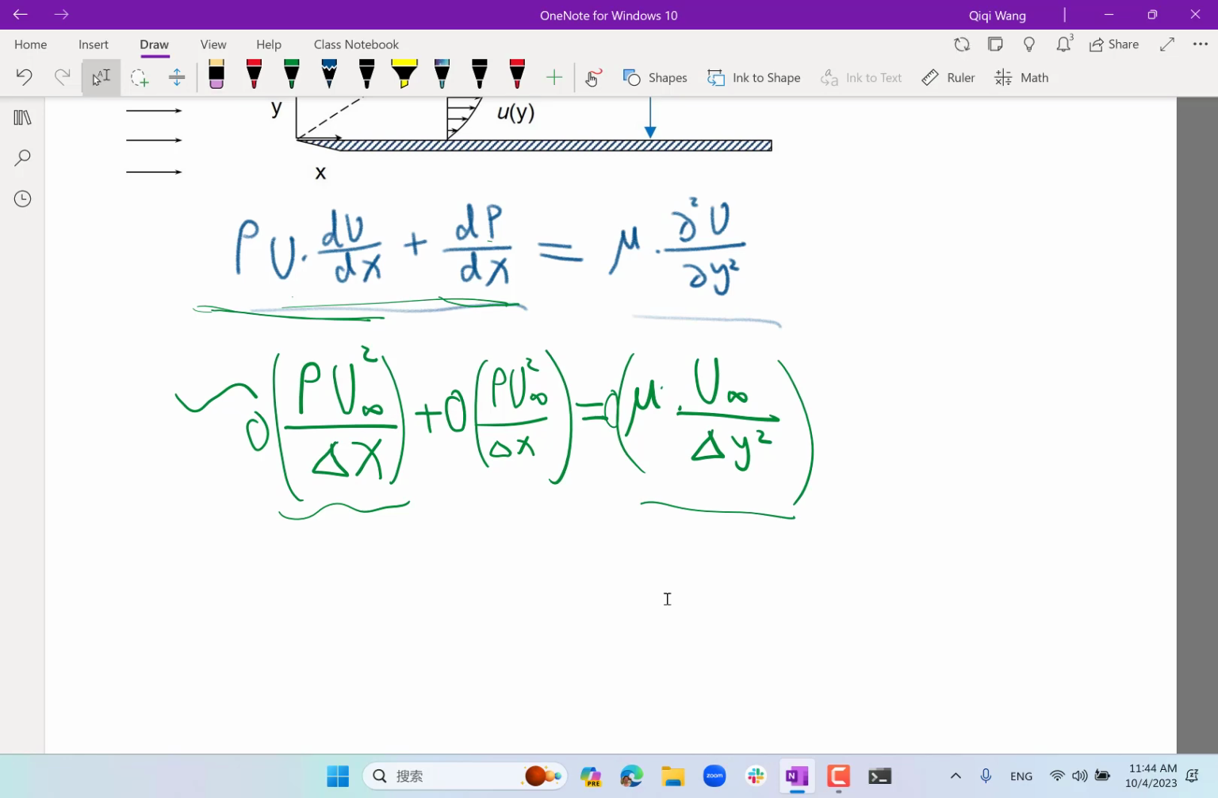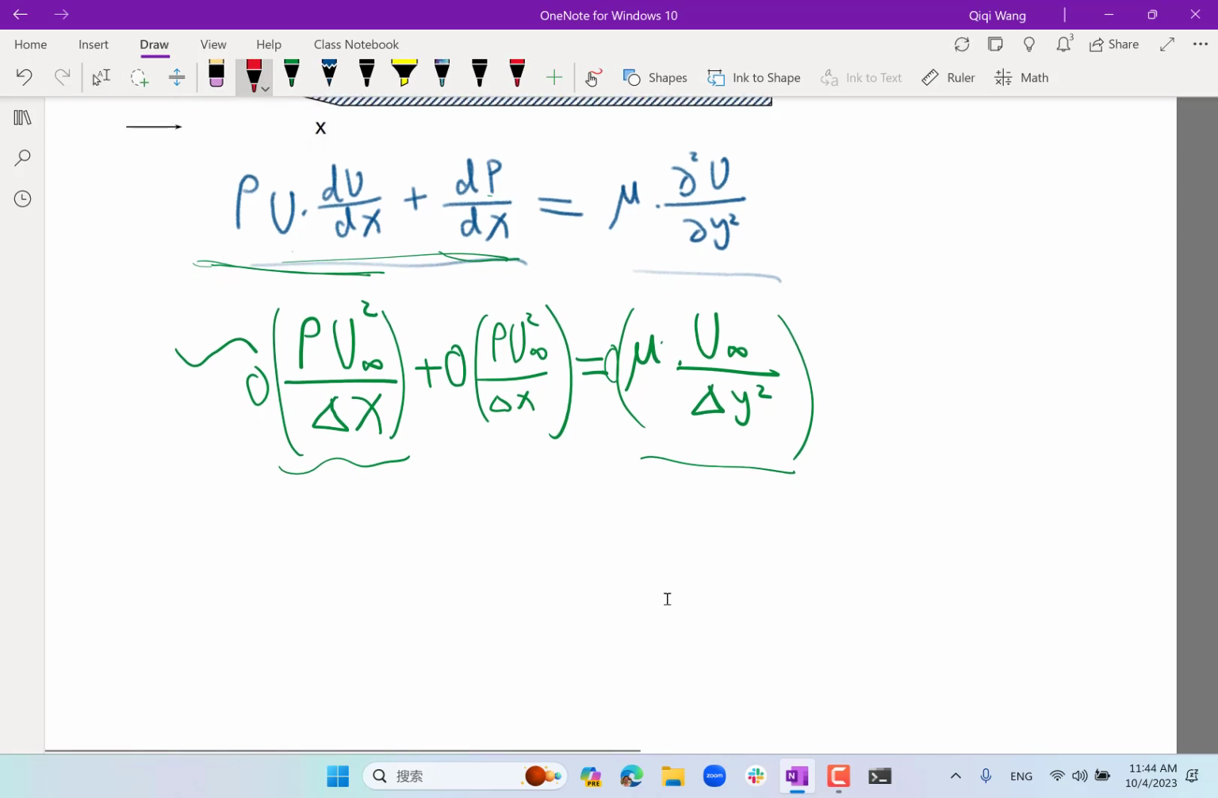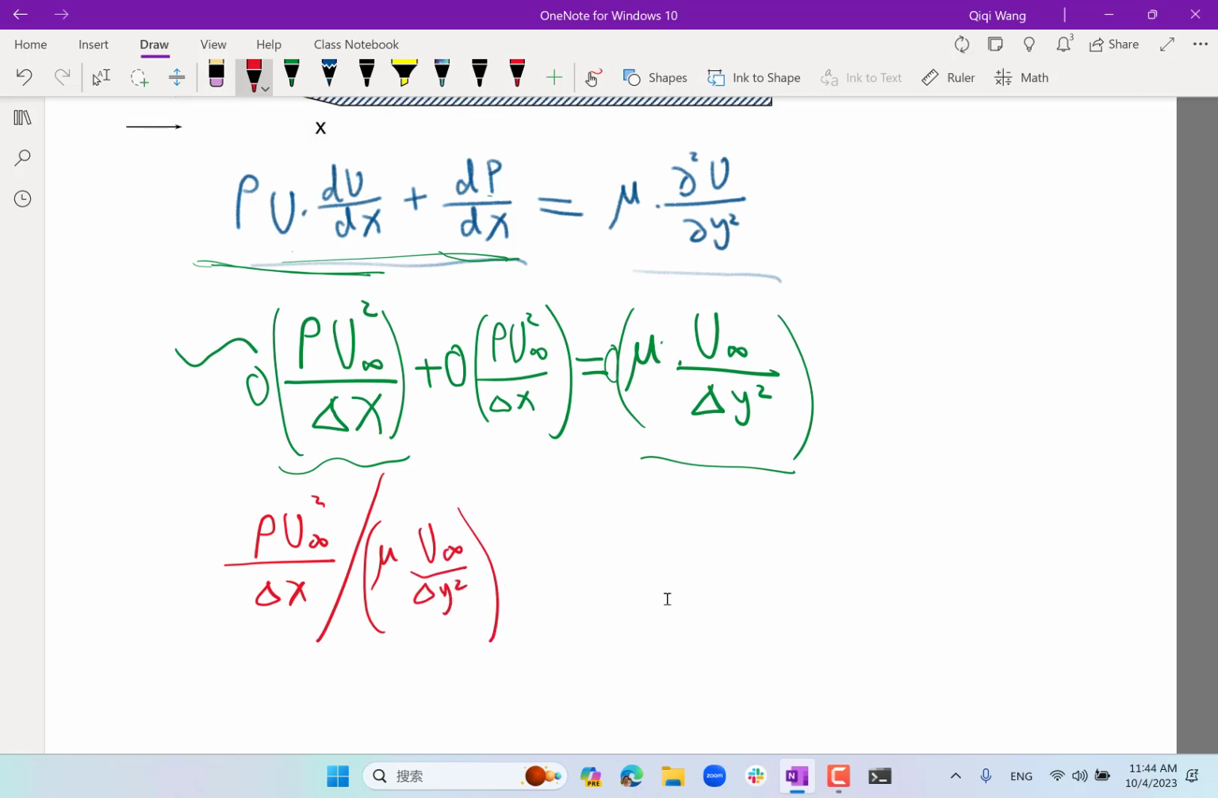All right, so let's divide the left-hand side by the right-hand side to get the relative magnitude. The relative magnitude is going to be rho u infinity squared delta y squared divided by mu u infinity delta x, which is going to be rho u infinity divided by mu, so one of these u infinity cancels out, and then I have delta y squared over delta x.